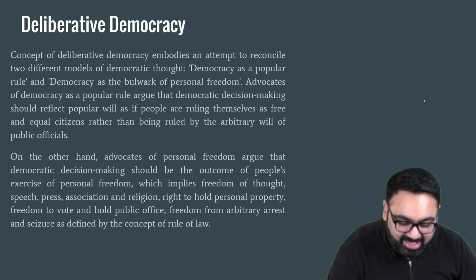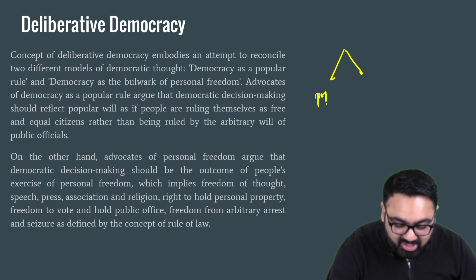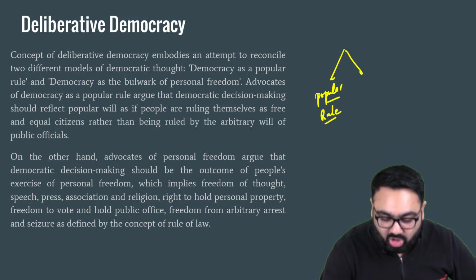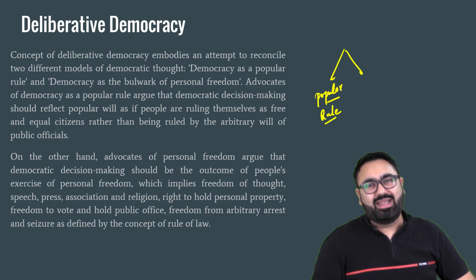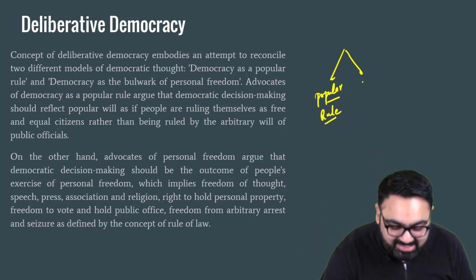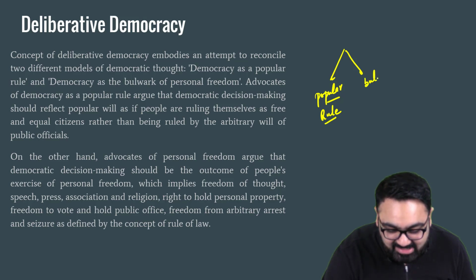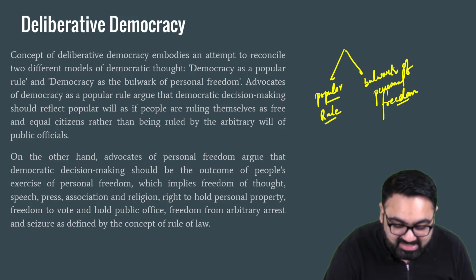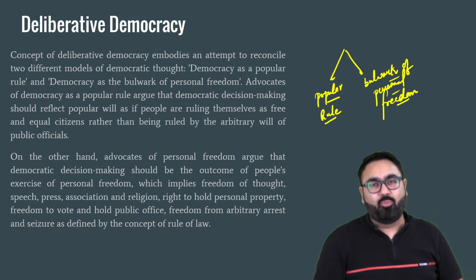Now, usually you see democracy in two ways. Number one, democracy is seen as a popular rule. Popular rule again means rule of the majority. Whatever the majority wanted, whatever most of the people wanted, they were able to get that. That is called popular rule. Second is democracy as a bulwark of personal freedom. It means in a democratic society, personal freedom has to be given topmost importance.